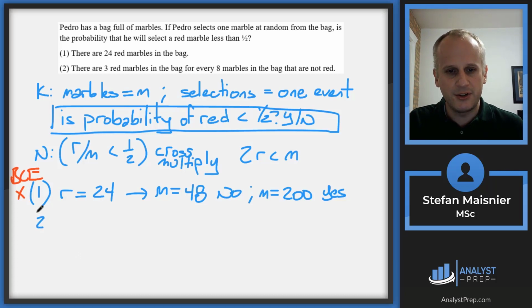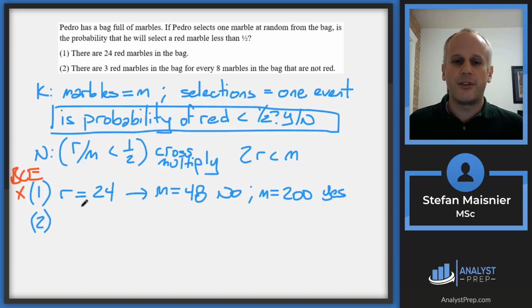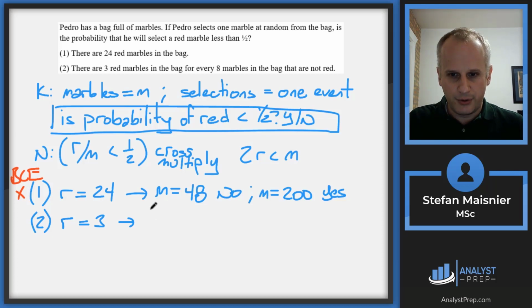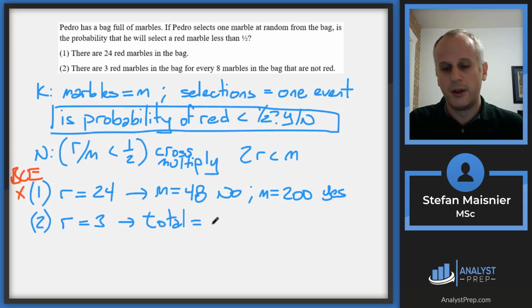So condition 2 says that there are 3 red marbles in the bag for every 8 marbles in the bag that are not red. So that means that R is equal to 3, right? And we know that there are 3 red marbles in the bag for every 8 marbles in the bag that are not red. So we know our total here in the ratio, which would be equal to the marbles, would be M, is going to be 11.